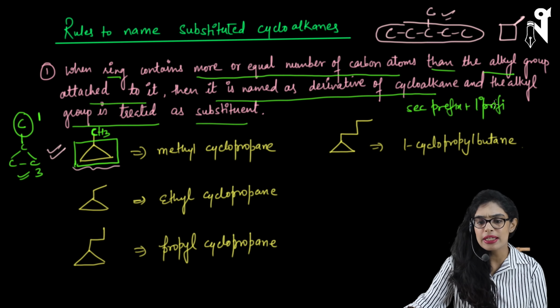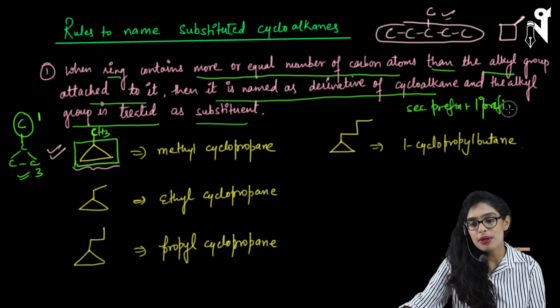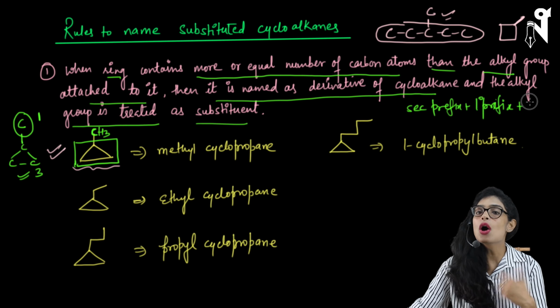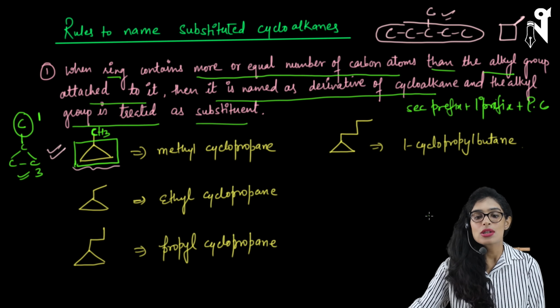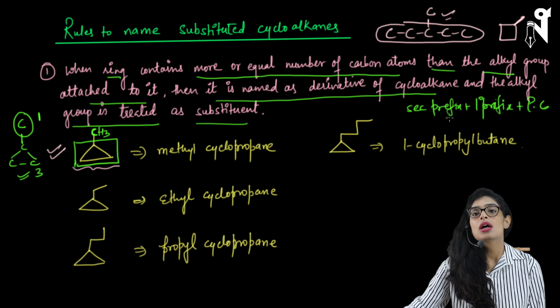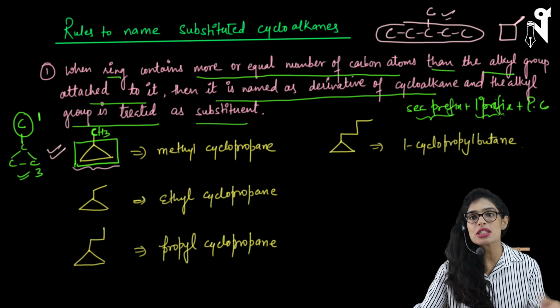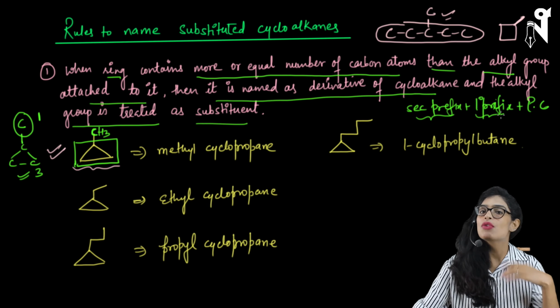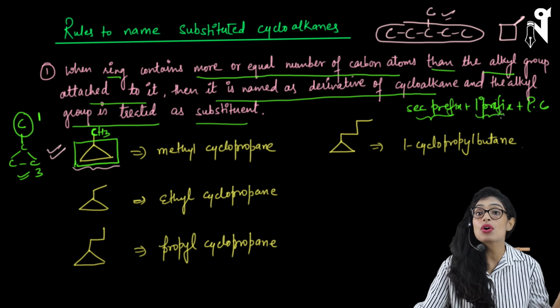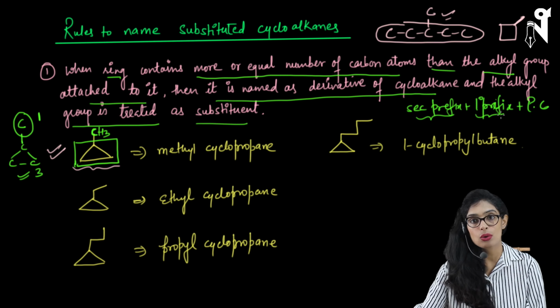This 1 degree is nothing else but primary prefix plus principal chain name. That's how we name the molecule. The secondary prefix is the branch name or the substituent chain name, and primary prefix represents what kind of chain we have. Is it an open chain or the closed chain? For open chains, we don't have any primary prefix. For the cyclic chains, we have the prefix as cyclo.